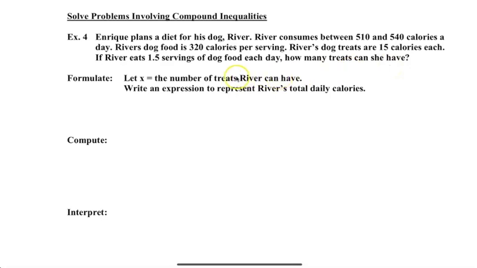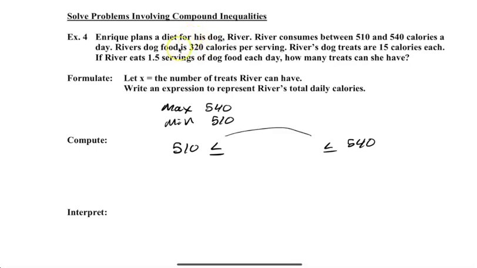Okay, let x be the number of treats River has. So we're talking about calories, right? So the max is, what is it? 540. And the min is 510. So we're going to go between those two. So we're going to say 510 is lowest and 540 is highest. Now, we have to make an equation with this middle part here. This is going to be our calorie intake in the middle. 320 calories per serving, but they do have 1.5 servings per day.